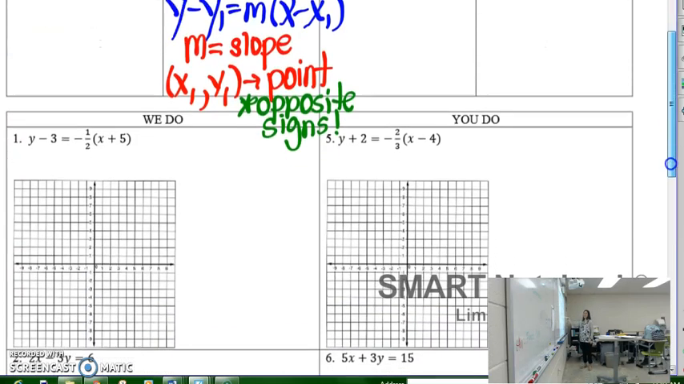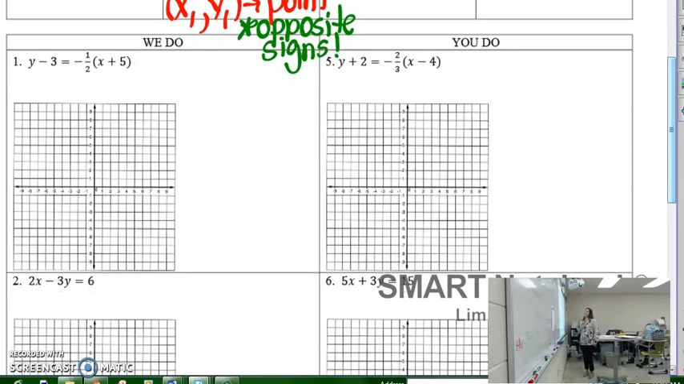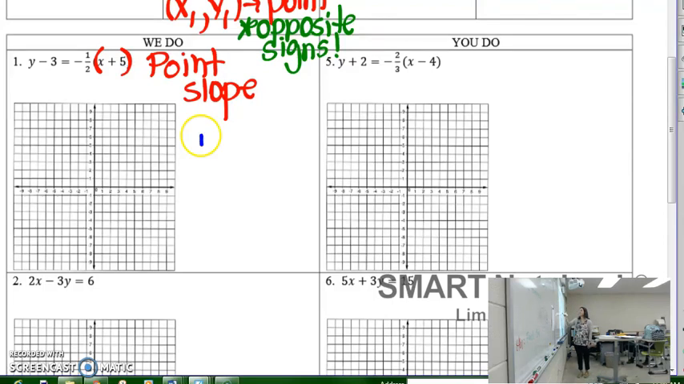So I'm going to go ahead and graph number 1 for you, and then you guys get to try number 5. Number 1 is in point slope form. I know it's in point slope form because I see the parentheses. These parentheses here are a big indicator that you probably have point slope form. Because I have point slope form, I need to identify my point, and I need to identify my slope.